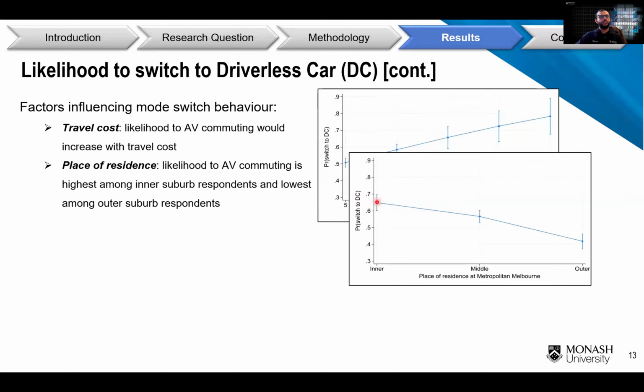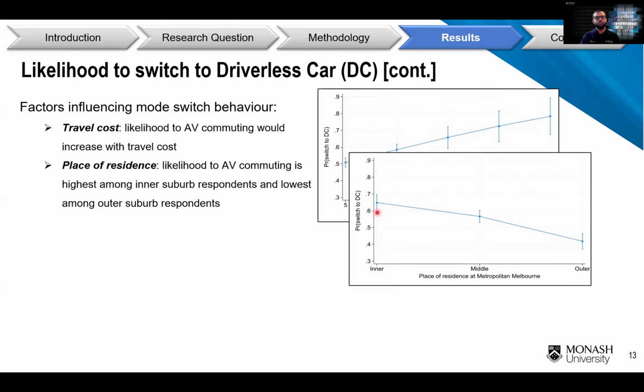Now, we presume that there might be several reasons for that. The number one is that the inner suburb respondents are highly enthusiastic about the driverless cars. Their level of awareness was much higher compared to the outer residents. The inner respondents were in the higher income group and also had a higher educational attainment, which have an impact on their higher willingness towards moving to the driverless car.